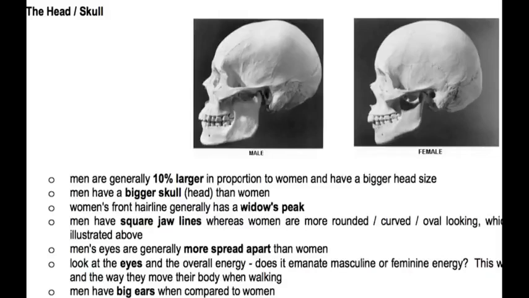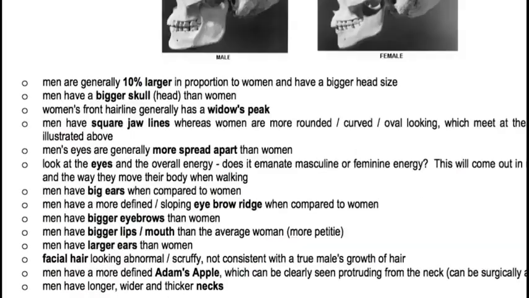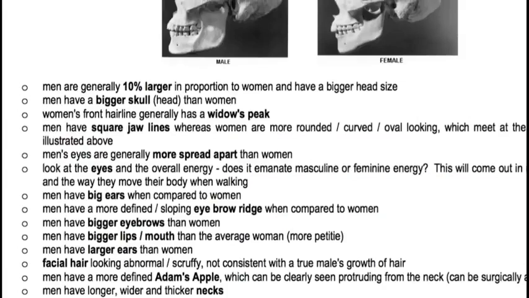Now, when it comes to the skull specifically, men are generally 10% larger in proportion to women and have a bigger head size. Men typically have bigger skulls or head than a woman. A woman's front hairline generally has a widow's peak, and this is generally speaking. As you can see in the picture above, men generally have square jawlines, whereas women's are more rounded, curved, and oval looking. Men's eyes are generally more spread apart than women, and you can also see that men have bigger ears when compared to women.